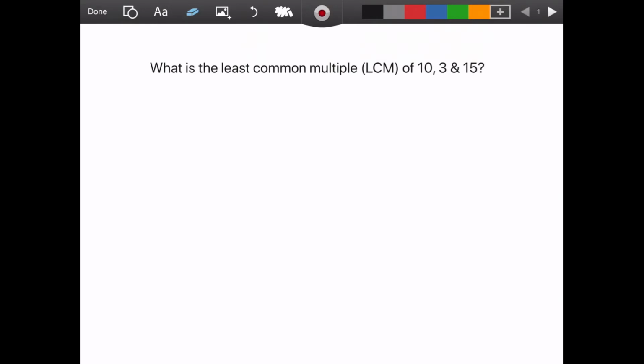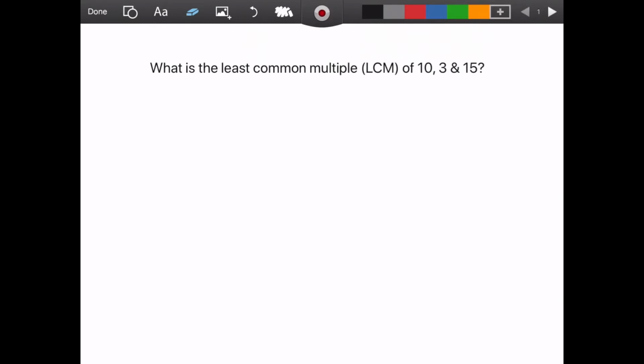Okay, let's begin. What is the least common multiple, LCM, of 10, 3, and 15? Okay, there are two ways to solve an LCM question. First of all is to think about all the multiples of 10, 3, and 15, and then find the smallest common multiple of these numbers. So let's do that, okay?